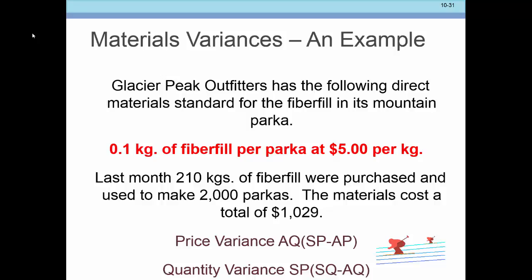Okay? So what happens? We sit here and they tell us that last month they had 200 kilograms of fiber fill that they purchased and used to make 2,000 parkas. The materials cost a total of $1,029. Okay? So I should be able to go ahead and calculate now. Let's do the price variance first. Okay? So when I do the price variance, did they give me the actual quantity of the materials that they used?